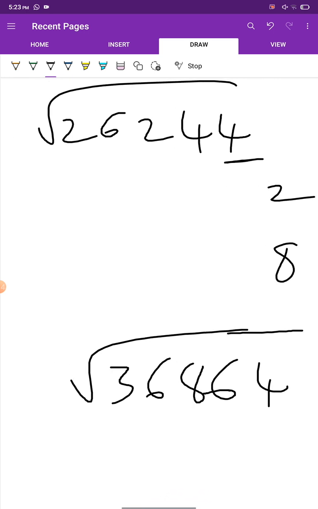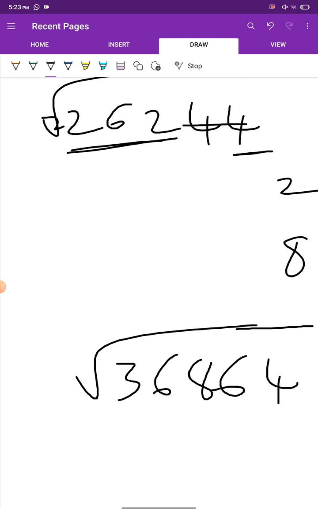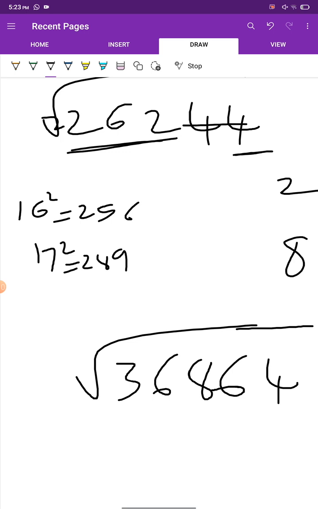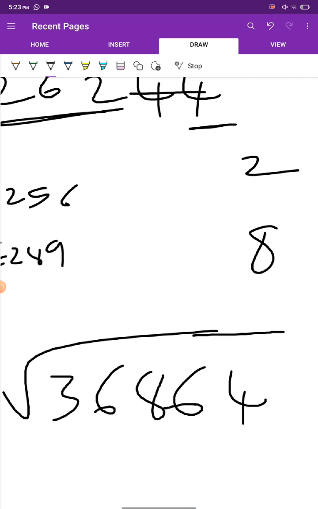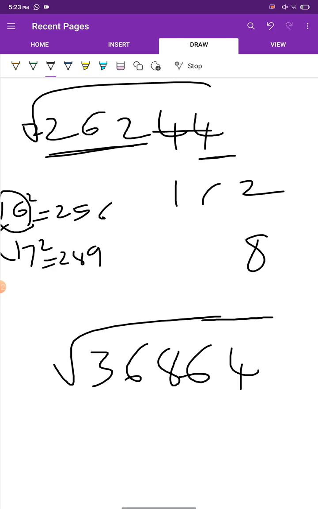And as it is square root, we need to ignore the last two digits, and we need to check between which squares the number lies. 262. We know that 16 square is 256, and 17 square is 289. It lies between 16 square and 17 square, but we need to choose the lower number square, which is 16. So our answer could be 162 or 168.